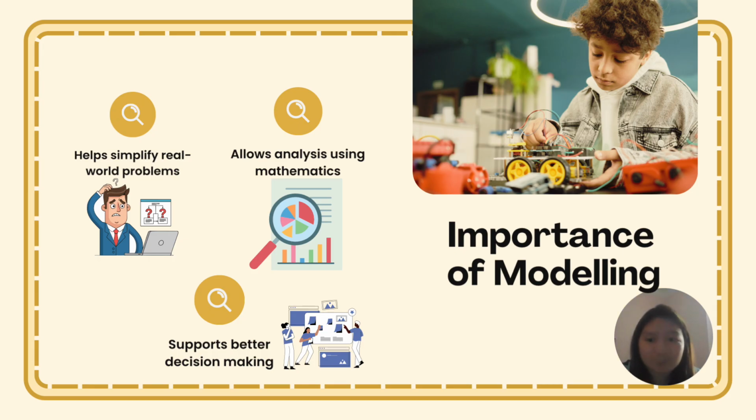Mathematical modeling is important because it helps simplify real-world problems into a form that can be analyzed. It allows us to use mathematics to understand patterns and trends more clearly. In addition, it supports better decision making as we can make predictions based on the model. Overall, modeling helps us connect mathematical concepts to real-life application.